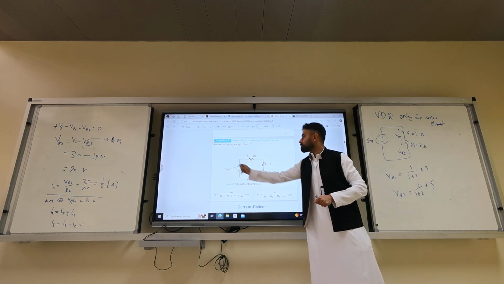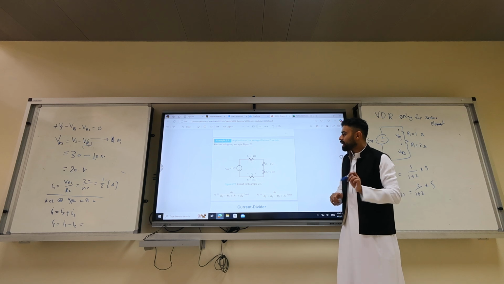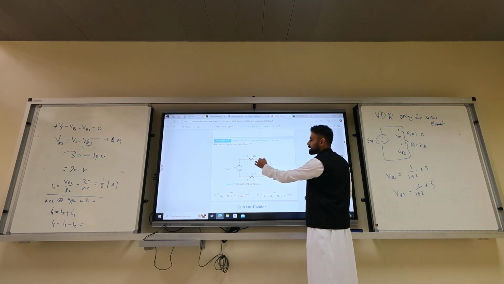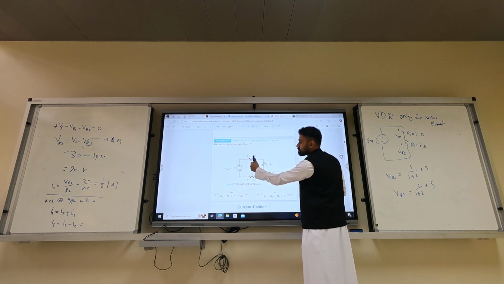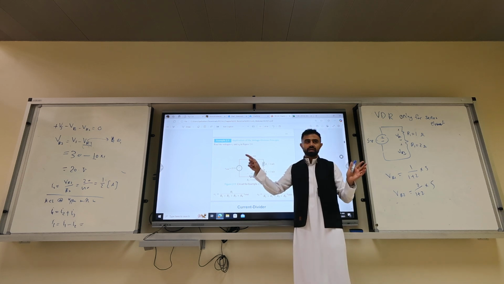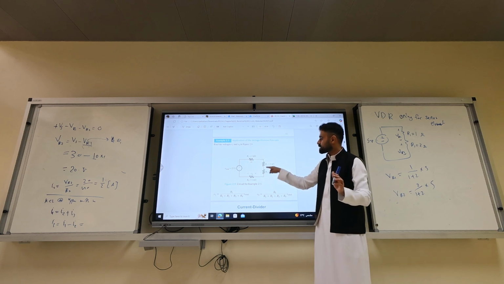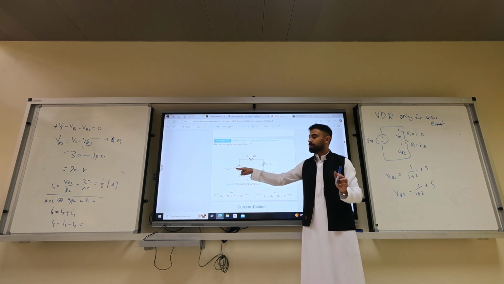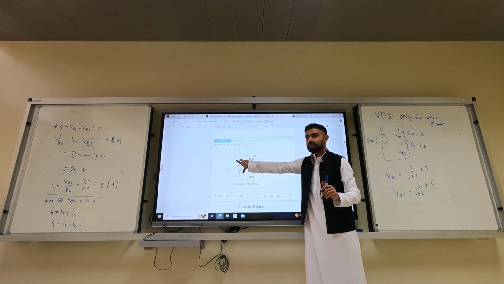This is 15. What is the voltage drop here? Keep in mind that this is plus minus, plus minus, plus minus, plus minus. If we reverse the polarity, if you put minus and plus, then you have to add a minus sign. But for now, the polarity is consistent. So the answer is, V total is 15.